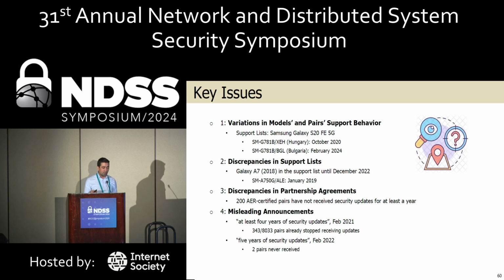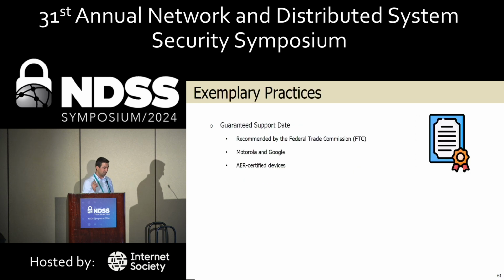And we've also found that announcements sometimes could be misleading. For example, an announcement made by Samsung in February 2021 said at least 4 years of security updates for eligible devices. We checked those eligible devices, and 343 pairs out of 8,000 pairs have already stopped receiving security updates. And in a similar announcement made in February 2022 promising 5 years of security updates for eligible devices, 2 of them have never received any security update.